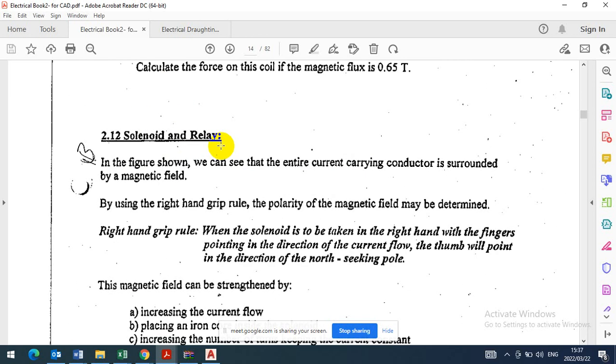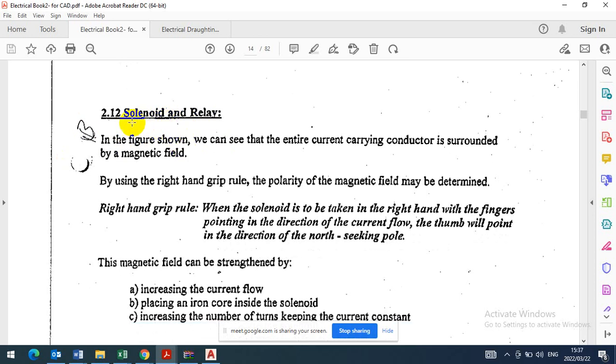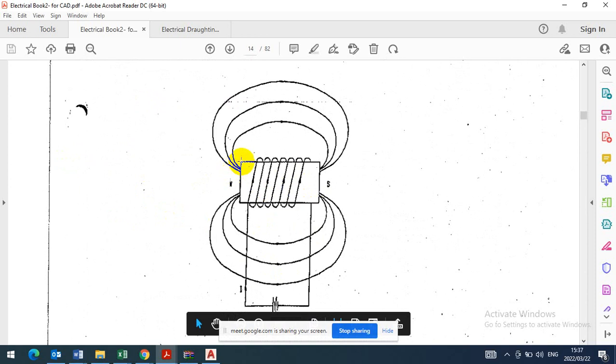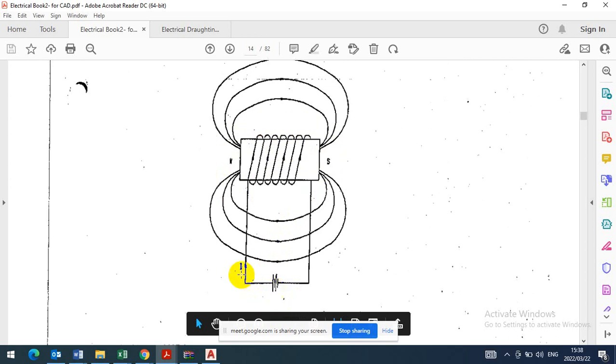Then you need to read through the solenoid. I think these are the two pages left now. Let me just finalize what we mean by a solenoid and the relay. When you have an iron core wound with copper wire, you can see the copper wire around the iron core, we call this a solenoid. A solenoid is an iron core wound with copper wire, and that copper wire has current flowing through it. There is the supply, and the arrow shows current going in, through the coil and back to the supply.